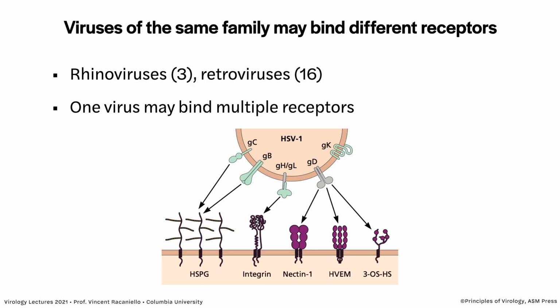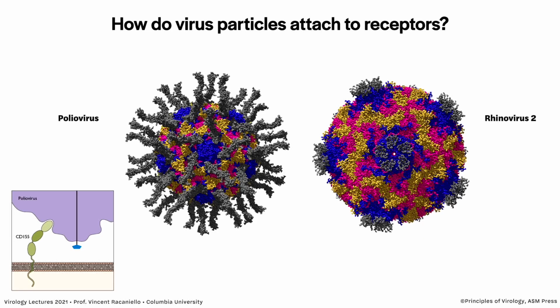Sometimes viruses of the same family bind different receptors. So there are a number of rhinoviruses, over 150 different kinds, and they bind 3 different receptors. There are many retroviruses. There's something like 16 or more different receptors for retroviruses. And sometimes one virus can bind multiple. So here's herpes simplex virus type 1, which has many different glycoproteins in its envelope, and it can interact with a number of different receptors, as you can see here. So it's not just one virus, one receptor. There are variations on the theme.